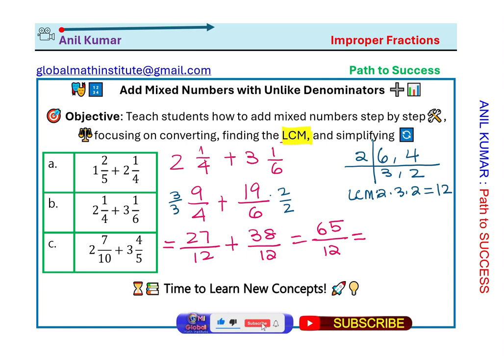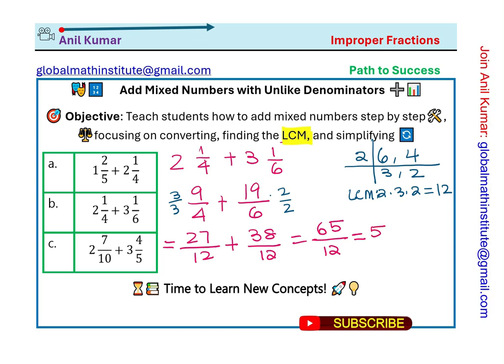12 times 5 is what? 12 times 5 is 60. So 5 wholes and 5 over 12. So that becomes our answer. Correct. So that is how we will do it.